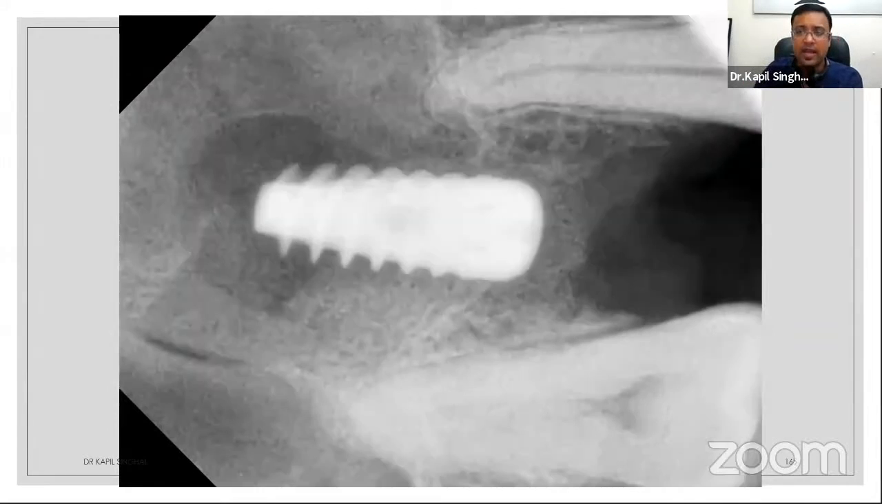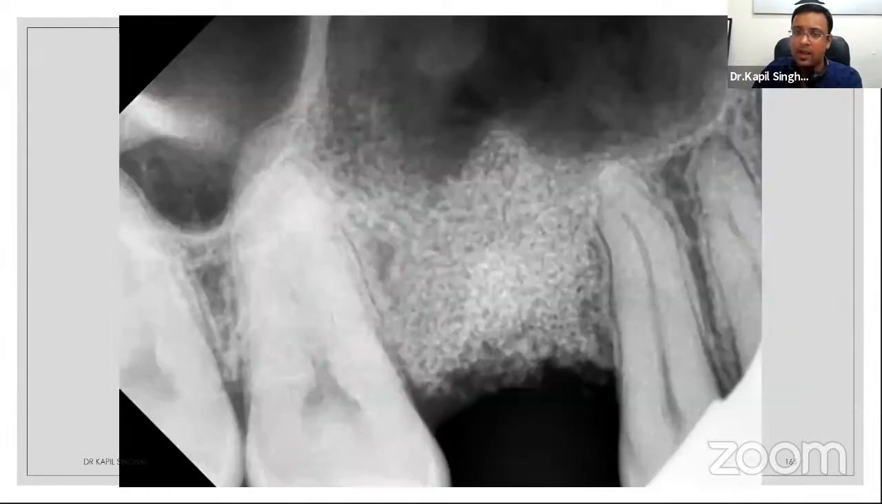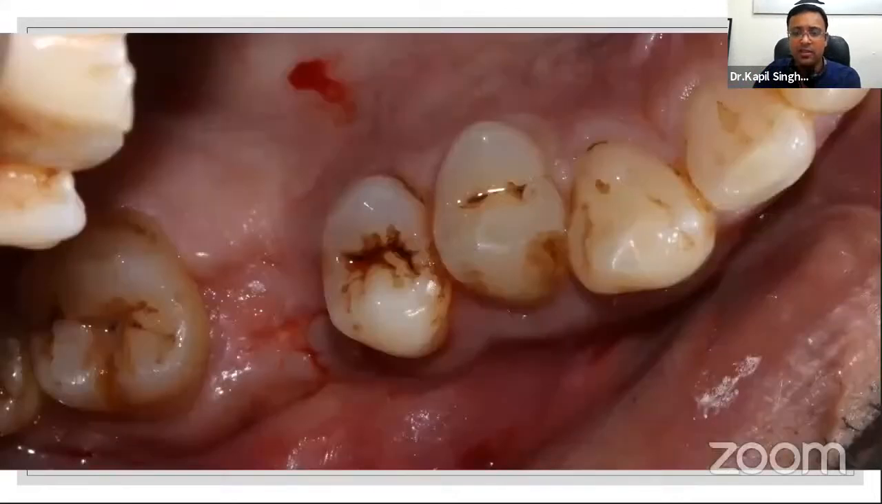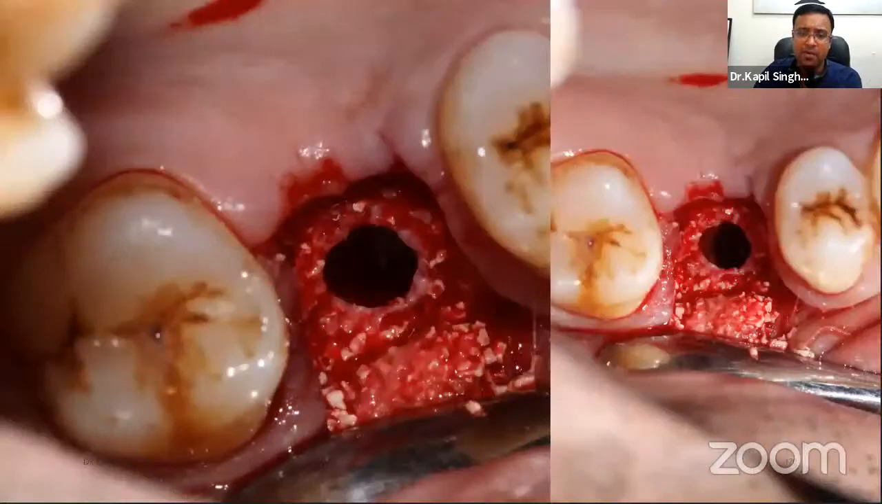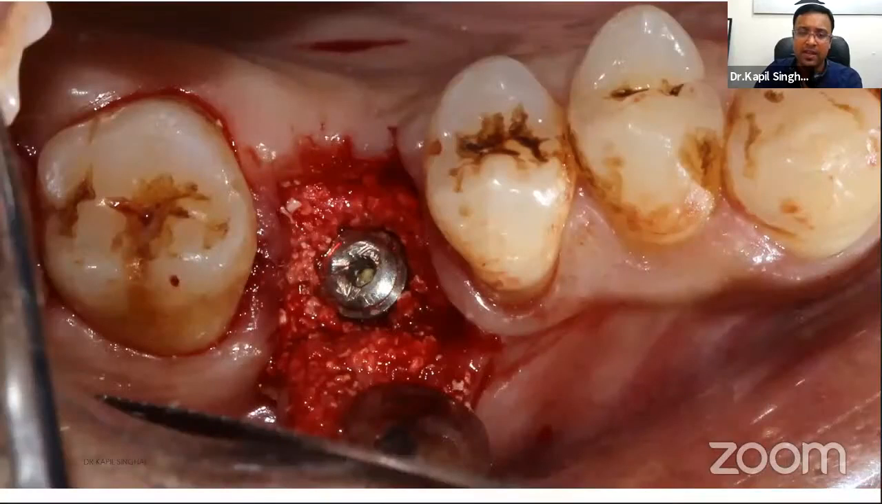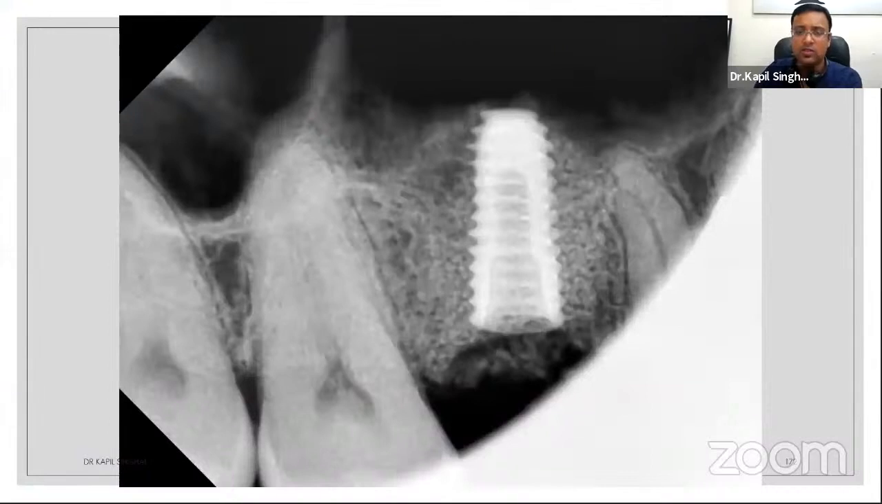Okay, so what I did, I did a Caldwell-Luc. I removed the implant, I repaired the sinus, and I grafted that sinus, and I waited for 5 months for the graft to get matured. Okay, so after 5 months, I opened up the site. This was the graft that was there. I prepared my osteotomy. I placed my implant, and I waited for another 4 months. So this was the implant that I placed after 4 months of initial grafting.